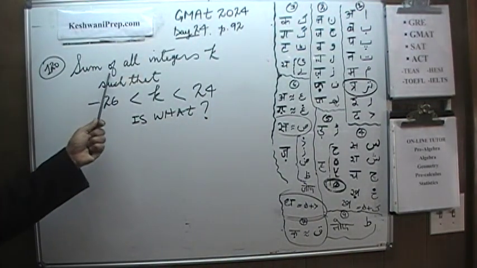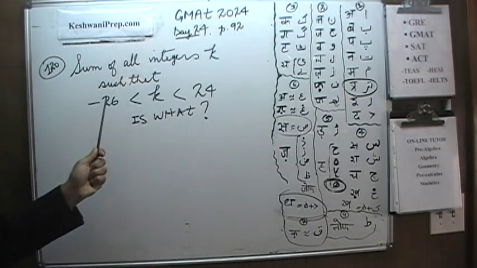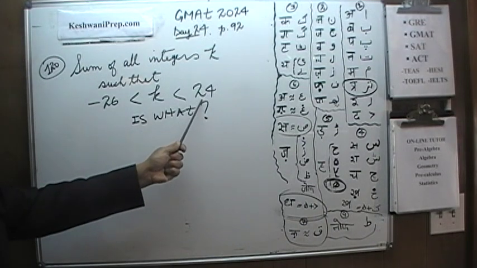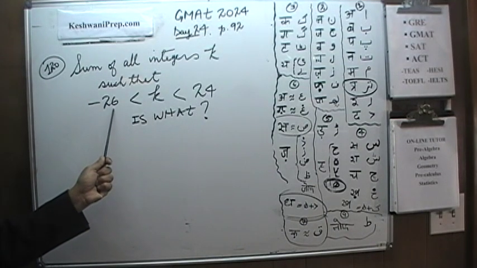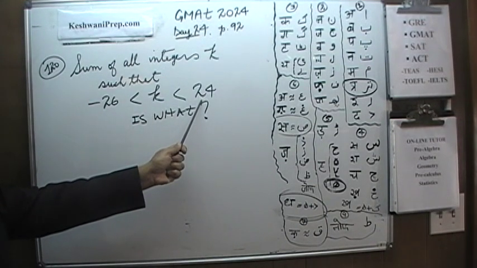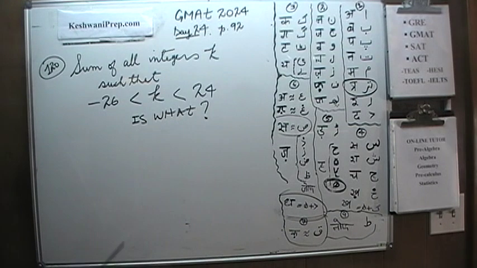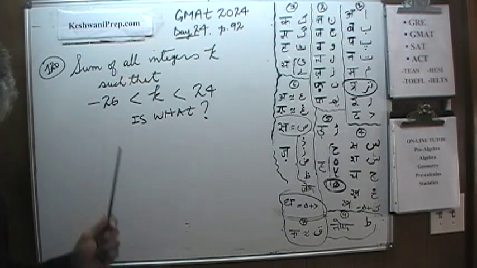We are told the sum of all integers k such that k is greater than negative 26 and less than positive 24 is what? What is the sum of all the integers that fall in this interval? That's the question. Go ahead, do it yourself.